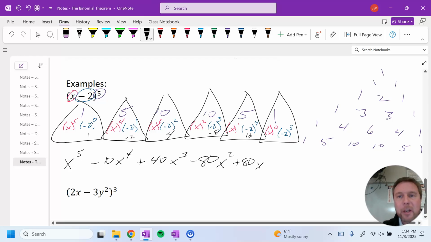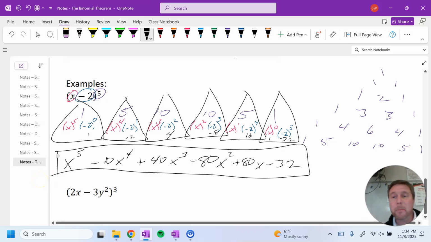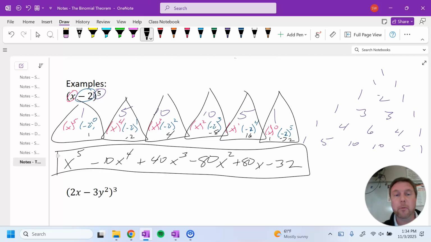And this last little triangle over here, x to the 0 is 1. Anything to the 0 is always 1. And a negative 2 to the power of 5 is a negative 32. So negative 32 times 1 is negative 32. And that is the binomial theorem expansion right there. It should be a little bit faster than having to take x minus 2 5 times in a row.